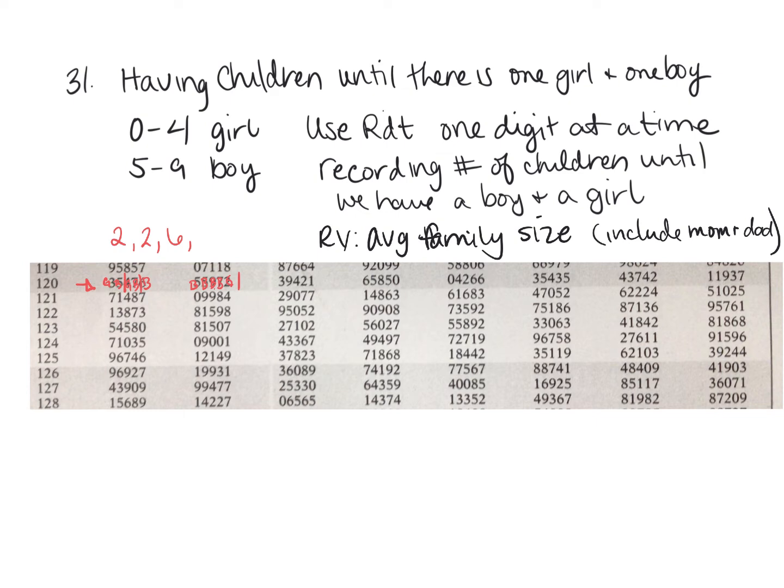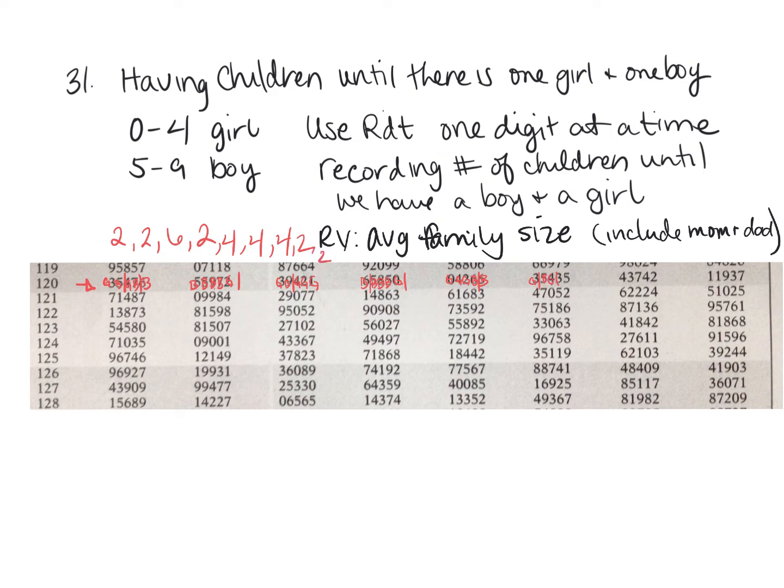Okay, the next one, 3 girl, 9 boy, 2. The next one, 4 girl, 2 girl, 1 girl, 6 boy, 4 kids. 5 boy, 8 boy, 5 boy, 0 girl, 4 kids again. Girl, girl, girl, boy. 4 kids again. Boy, girl. That's 2. Boy, girl.